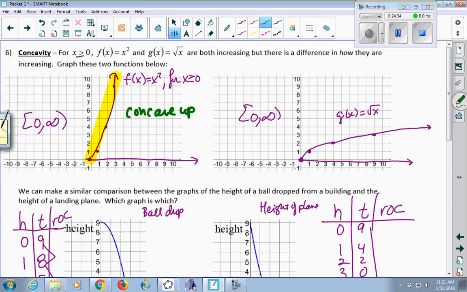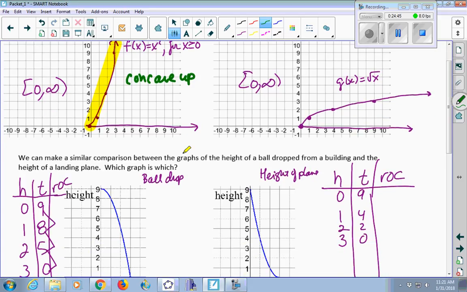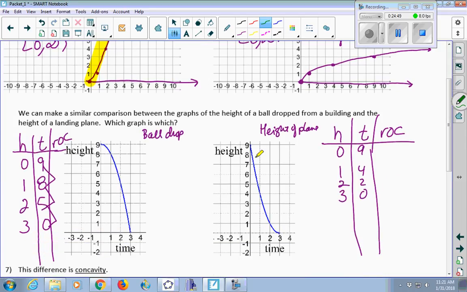Just think of a teacup. That's what I think of. If you trace the outside of a teacup, it would be concave up. Which other of these 4 pictures is also concave up, bending up, with the bottom one right here? This one is concave up. It's the other side of your teacup.